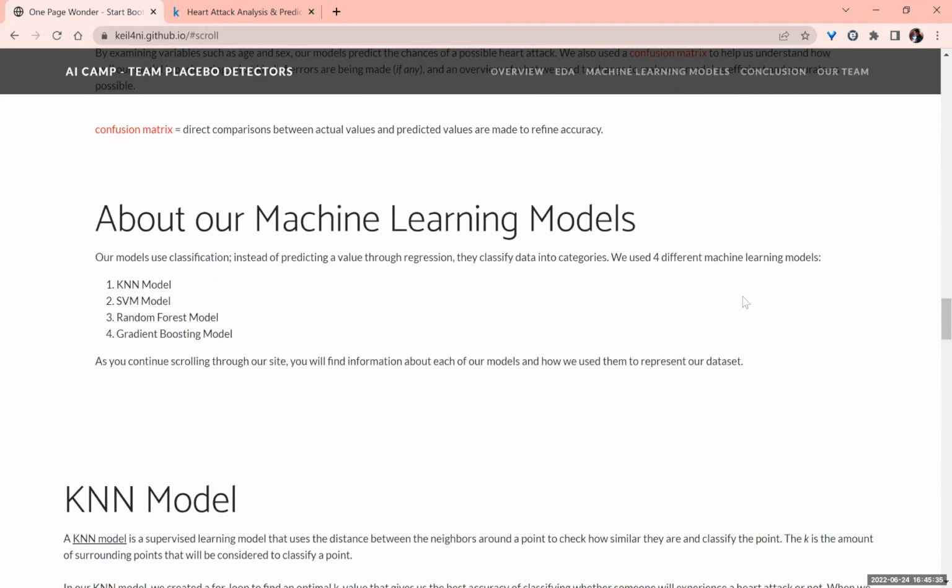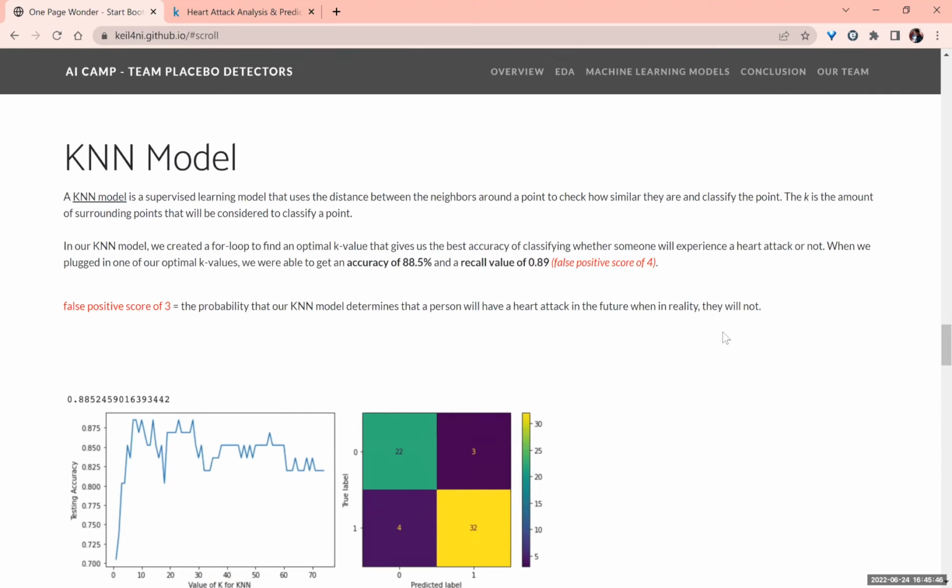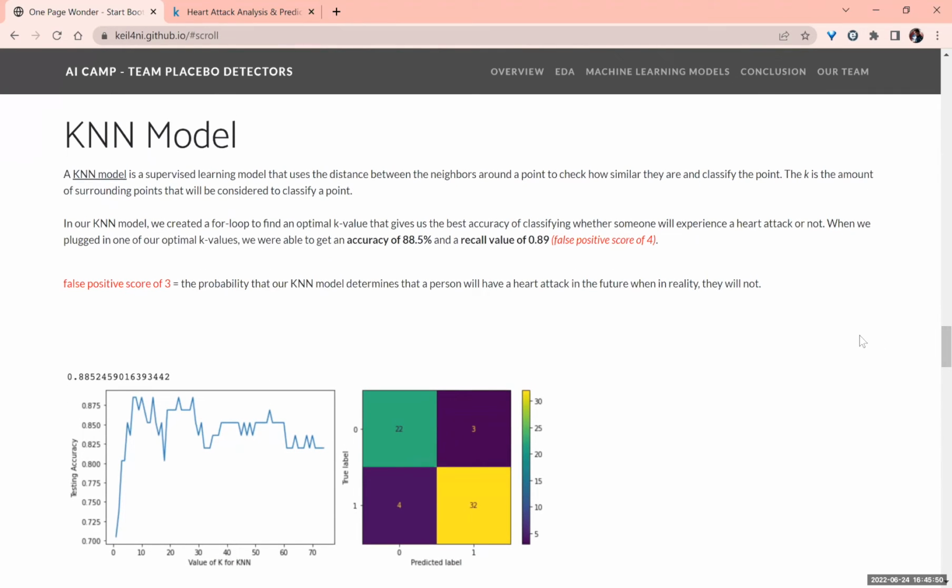So we used 4 kinds of classification models. I will be talking about the first 2, which are the KNN models and the SVM models. The KNN model is a supervised learning model that uses distance between neighbors around a point to check how similar they are and classify the point. The K is the amount of surrounding points that will be considered to classify a point.